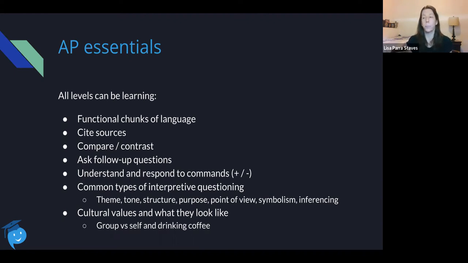I like to give the example in my classroom with coffee. So you can really see the group versus self in cultural values when it comes to coffee. So we know our products, our practices, and our perspectives. Our product is the coffee. The practice is the drinking of the coffee. It's what they do. But those cultural perspectives, the part that we don't see, is that most important part of understanding cultural values, how they compare.